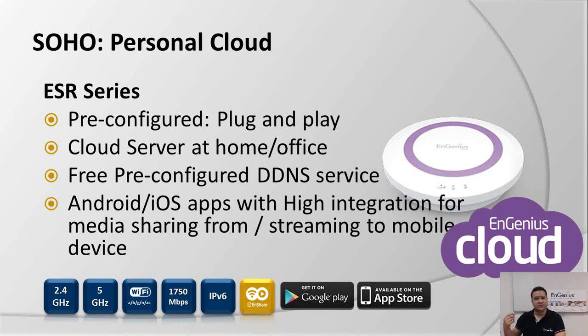So no matter where you are, as long as the router has an internet connection, you can access the router by the pre-configured DDNS service and your password. You can already go in there. And if you have a USB connected to it, you can already access the USB there. So there are Android and iOS apps with high integration to use this USB connection on your router.